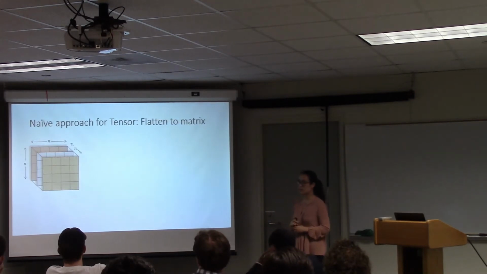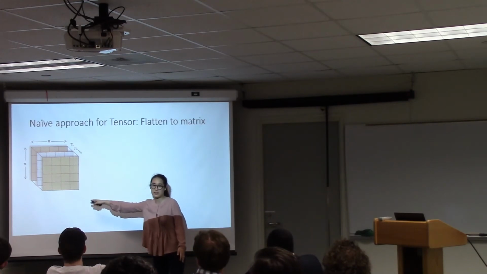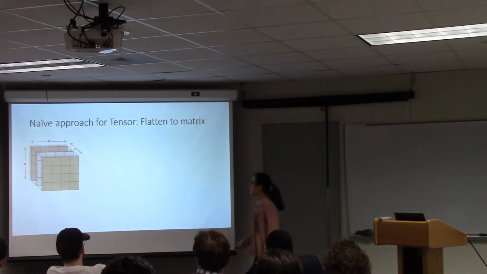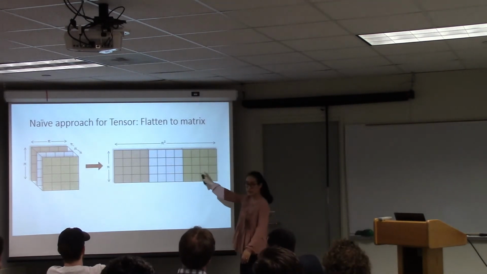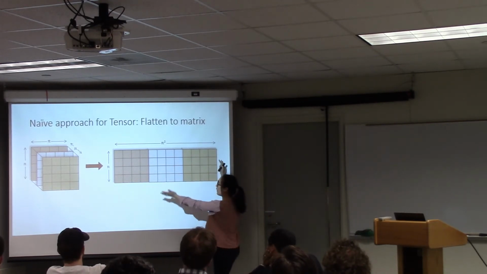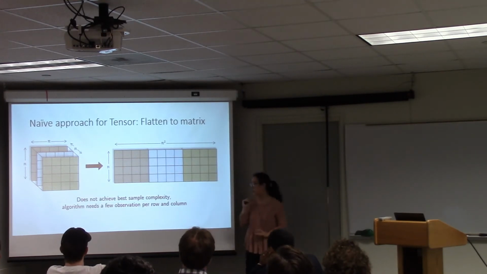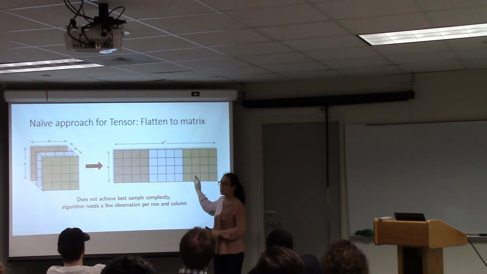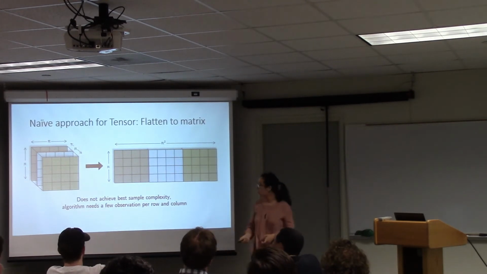Now for tensors, you can ask what's the right graph to construct from my tensor? Well, one naive approach is I could just take my tensor and flatten it to a matrix by laying each layer side by side, and then I could just do the whole algorithm on this matrix. Unfortunately, this does not achieve the best sample complexity, as the algorithm needs to observe a few observations for every row and column. And by flattening the tensor, you're losing information about the relationship of the columns to each other.